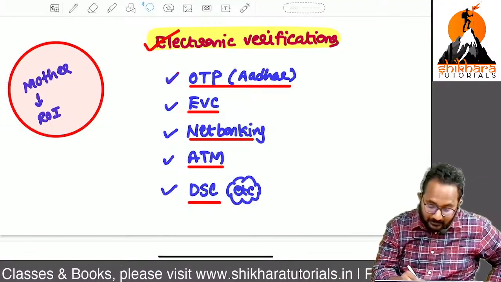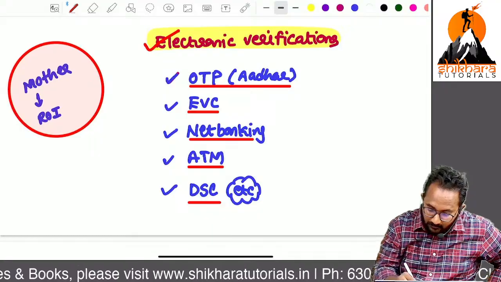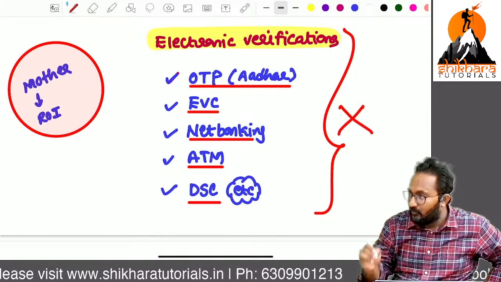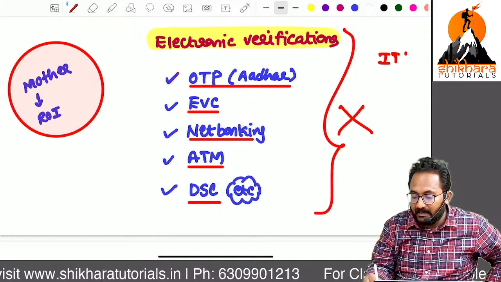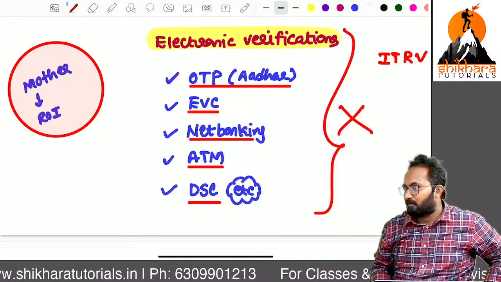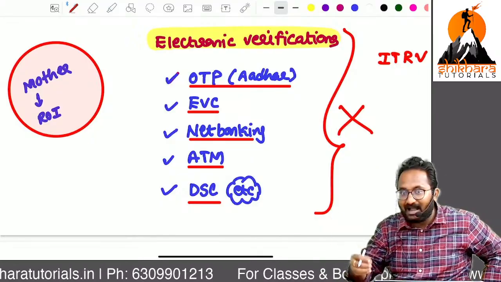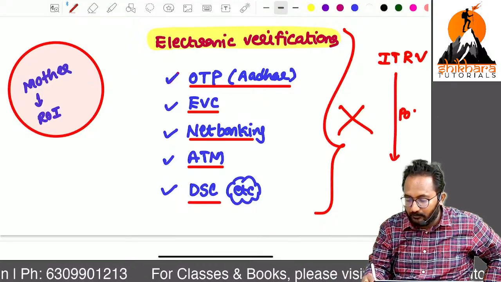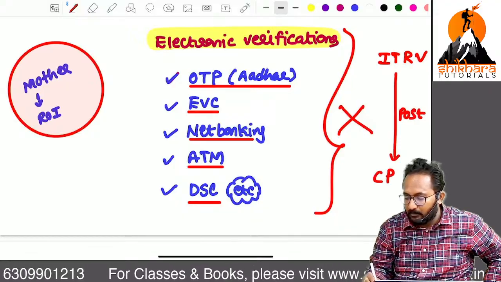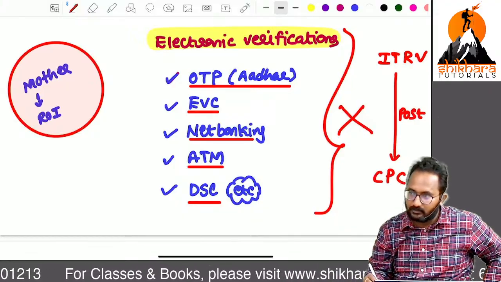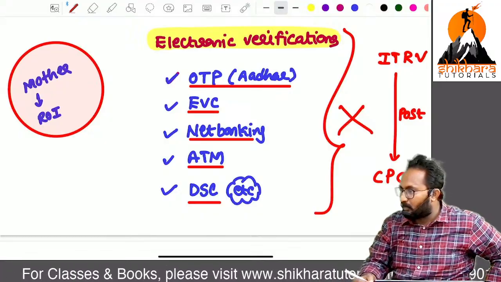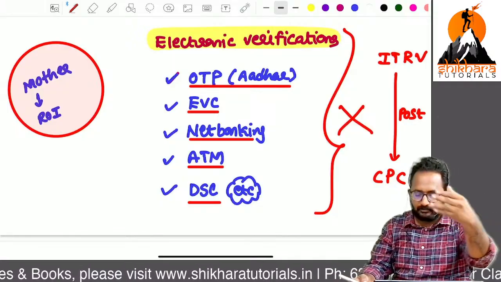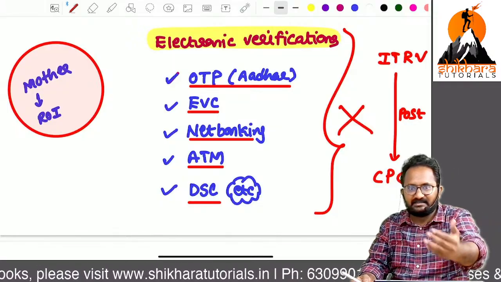So if electronic verification is not possible, then we need to fill the ITRV. Physically we need to fill that. This ITRV we need to send by post to the Central Processing Center, Bangalore. Central Processing Center, Bangalore.